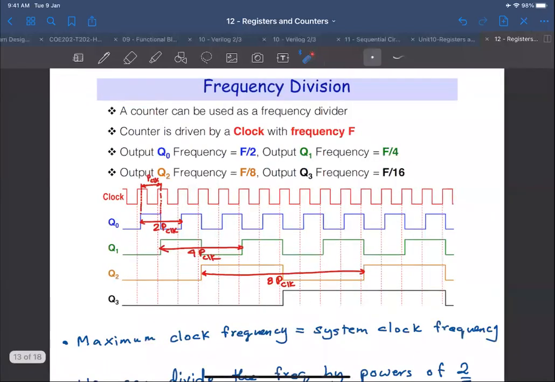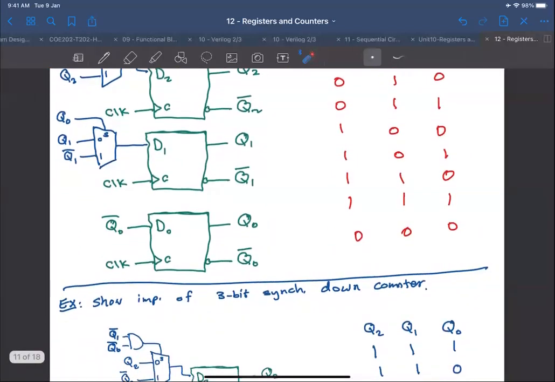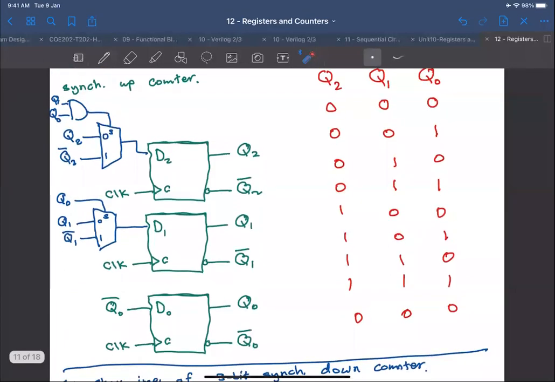So if I go back to the synchronous counter now and tell you, how do I implement the enable functionality here, the count enable functionality? Who can tell me how do I change this circuit such that I count if enable is 1 and I stop counting if enable is 0? Okay, I'm going to help you with that because we don't have time.